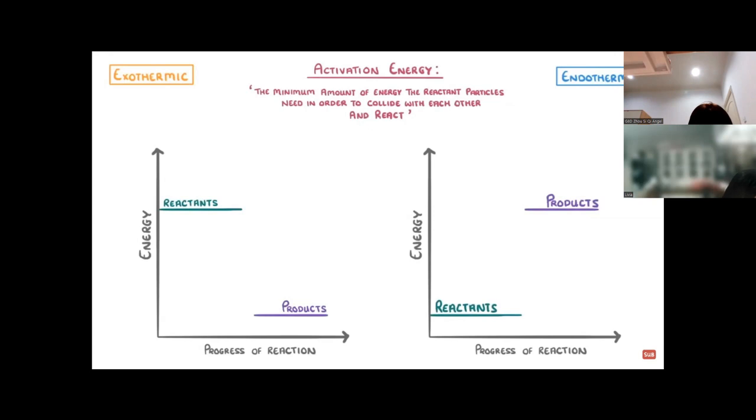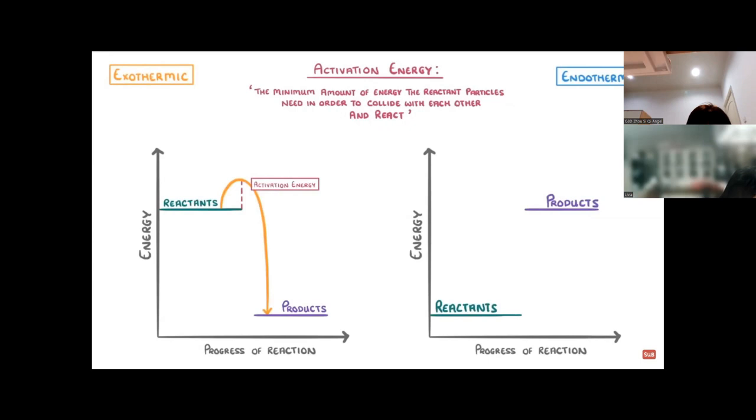We can show this activation energy on our reaction profiles when we draw a curve from the reactants to the products to show how the energy changes during the reaction. Specifically, this increase in energy from the reactants' energy level to the highest point on our curve is the activation energy. So as you can see, even in an exothermic reaction like this one, which releases energy overall, some energy is still required to get the reaction going in the first place.